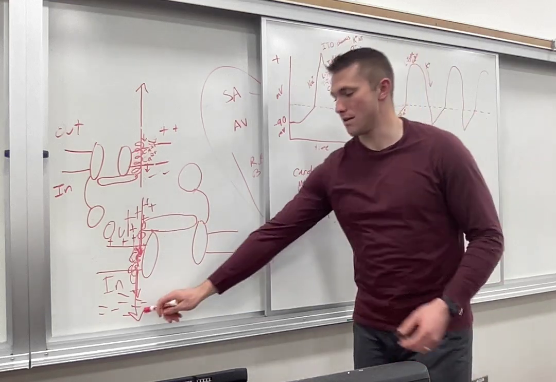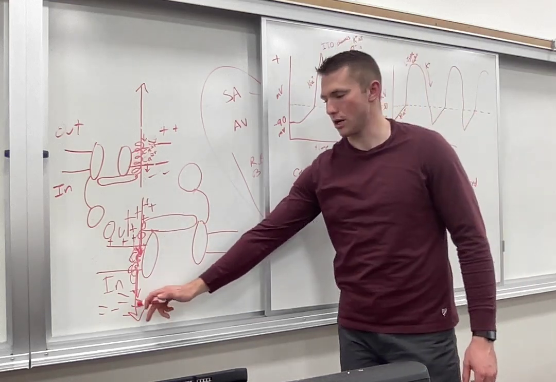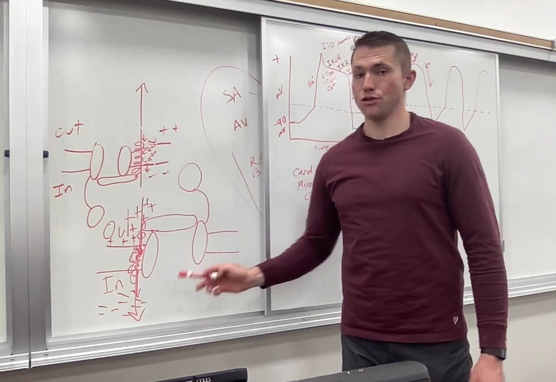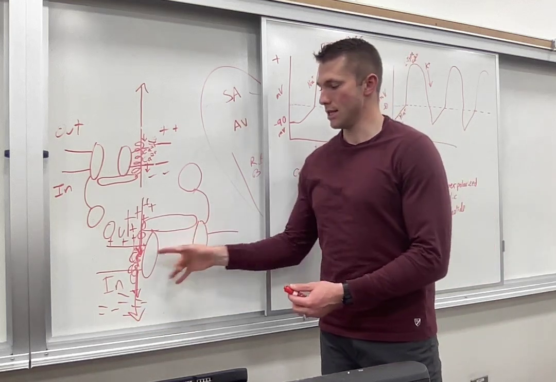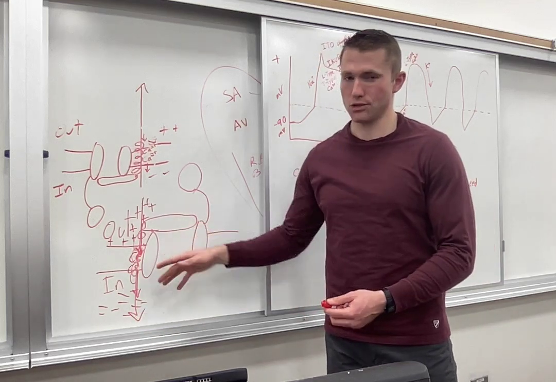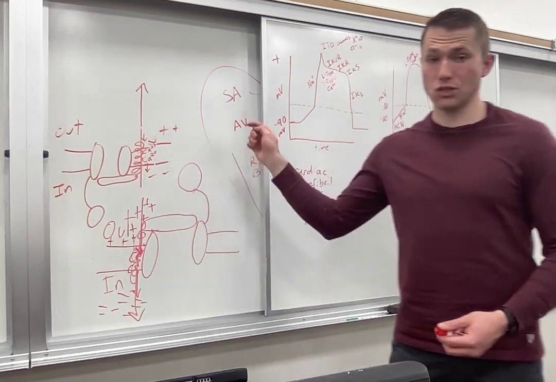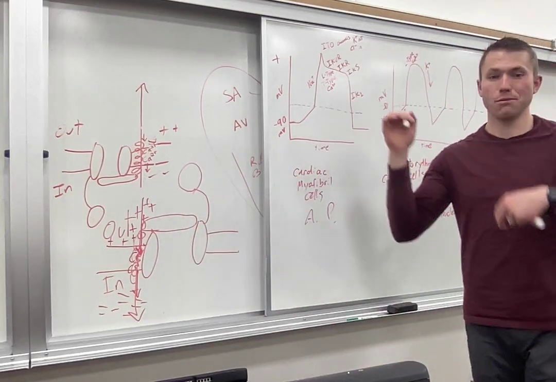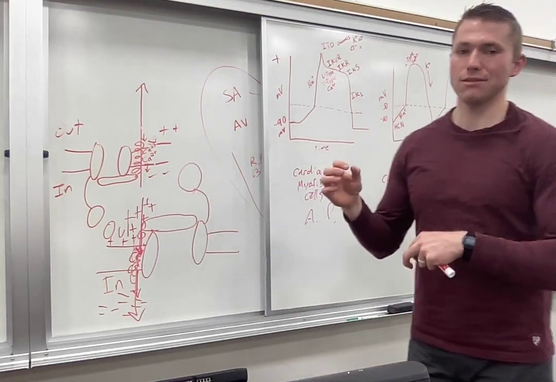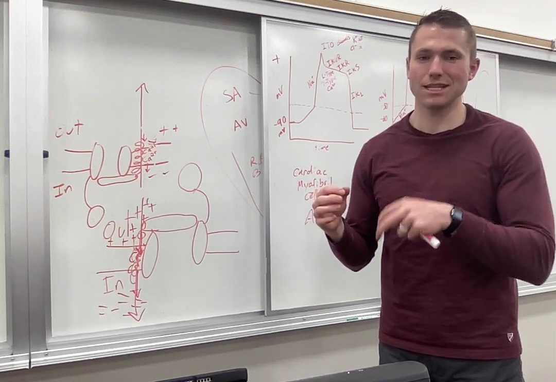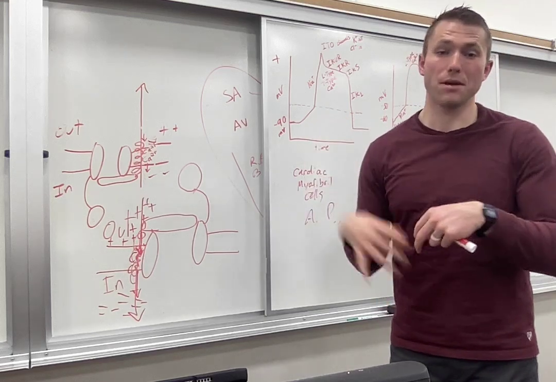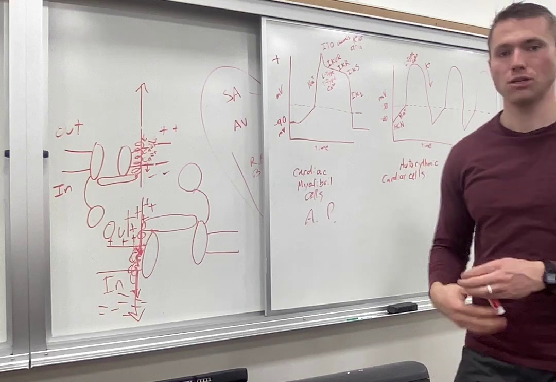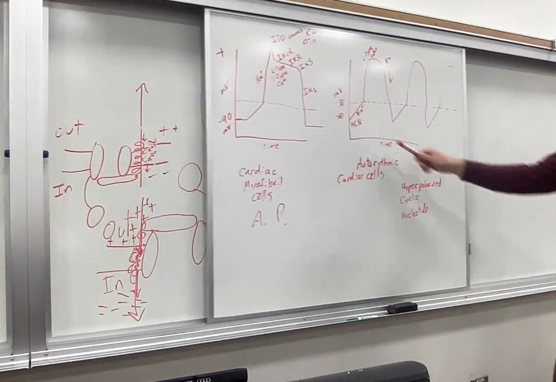So this is why the more negative charge there is on the inside of the cell, the more of these HCN channels are going to be open, letting sodium rush into the cell. And then there's a moment where the negativity of the inside of the cell gets overcome by the positivity of the incoming sodium. And that's what we see here.